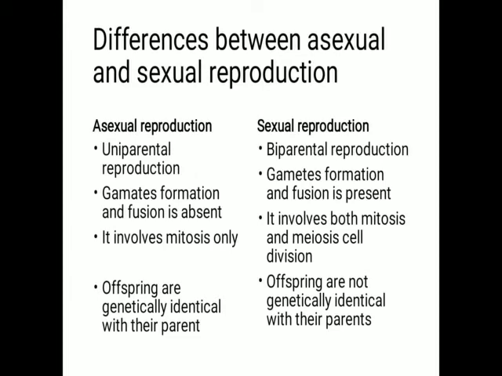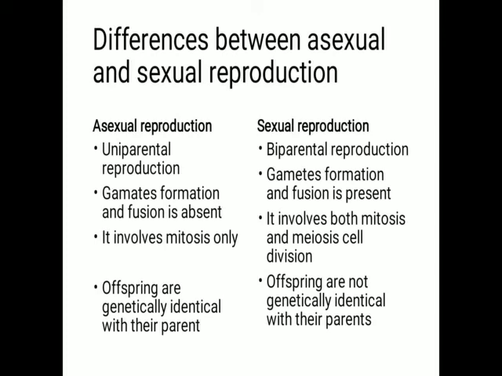Then we get into differences between sexual and asexual reproduction. See here, first difference, asexual reproduction requires only a single parent, so called uniparental reproduction, whereas sexual reproduction shows the presence of two parents, so called biparental reproduction. In asexual reproduction, gamete formation and fusion is absent, and in case of sexual reproduction, gamete formation and fusion is present.